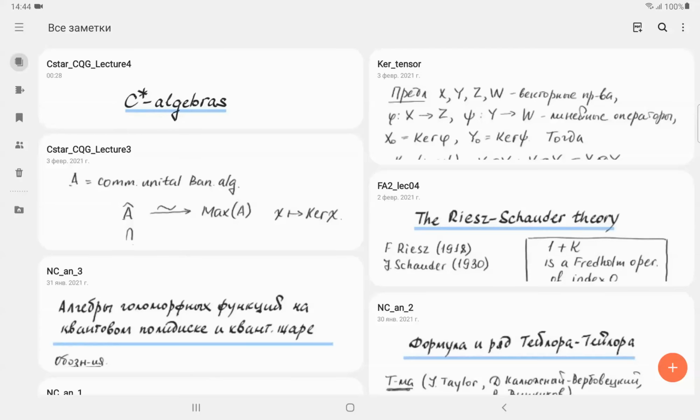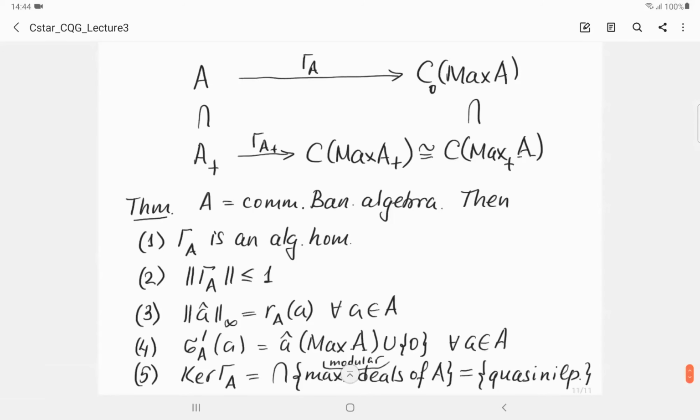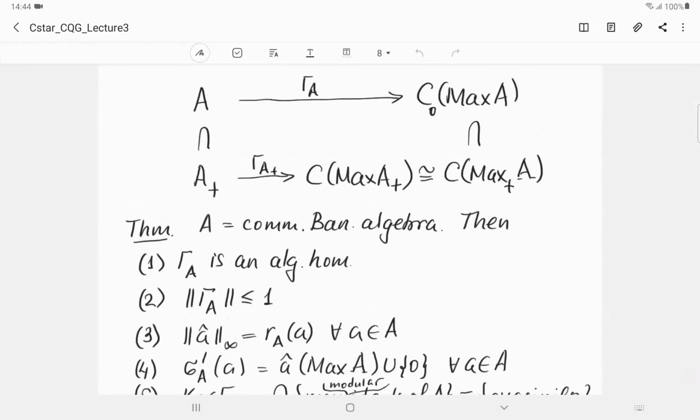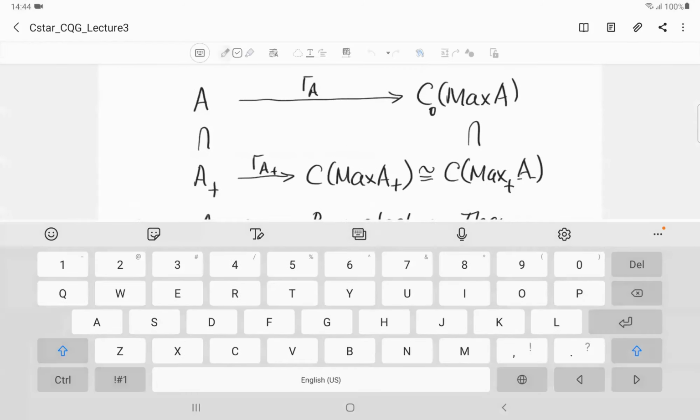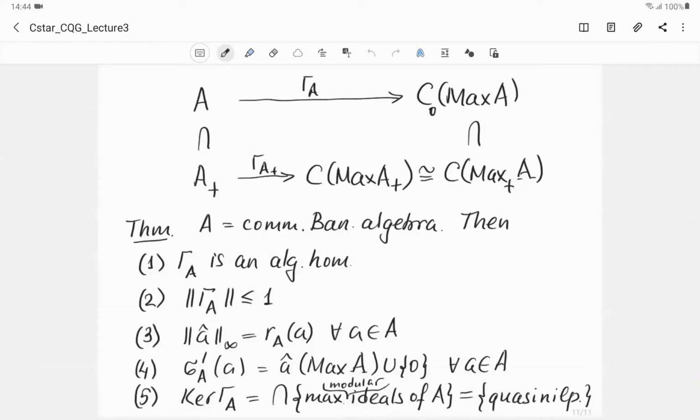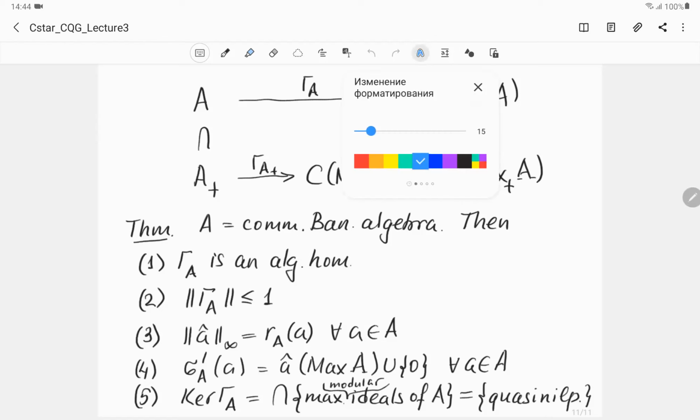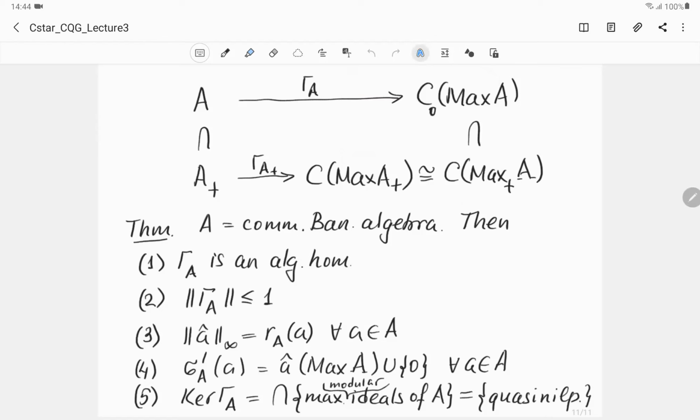Okay, so today, to begin with, I'd like to correct a mistake that I made at the very end of the previous lecture. Let me find this place. It's here. Okay, so at the end of the previous lecture, we proved the following theorem.